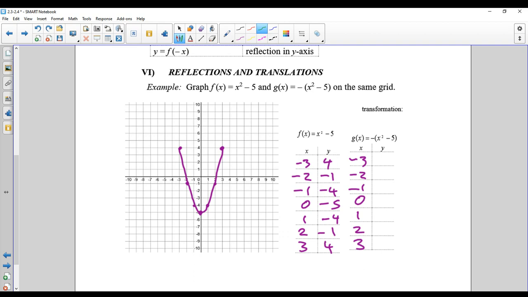Right? All my x values were the same. All my y values are going to change. Yes, AJ? How is it across the x-axis?